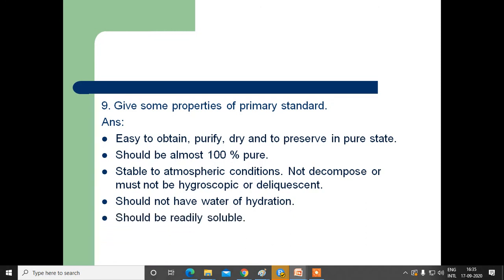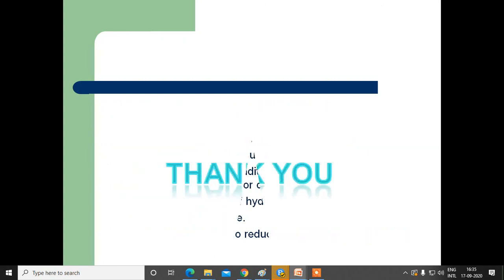They should be readily soluble. Also they must have high molecular weight to reduce the effect of weighing errors, because lower the quantity we weigh, there are higher chances of error, so they must have high molecular weight. Thank you.